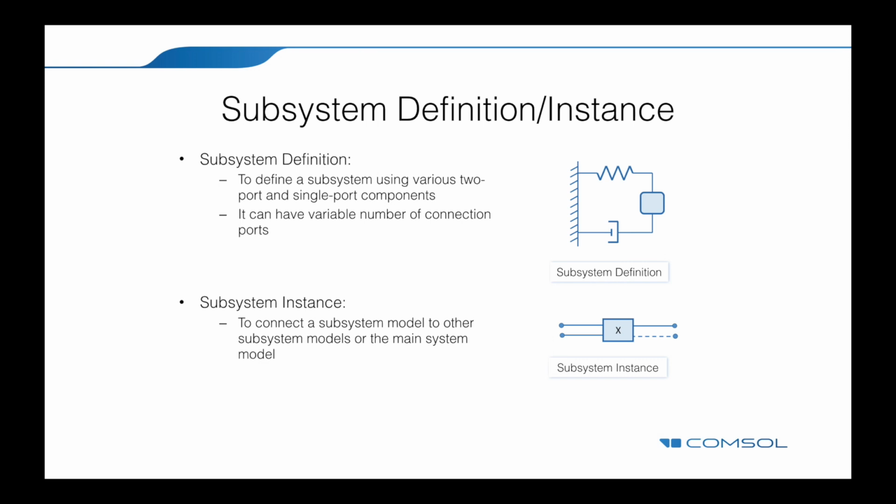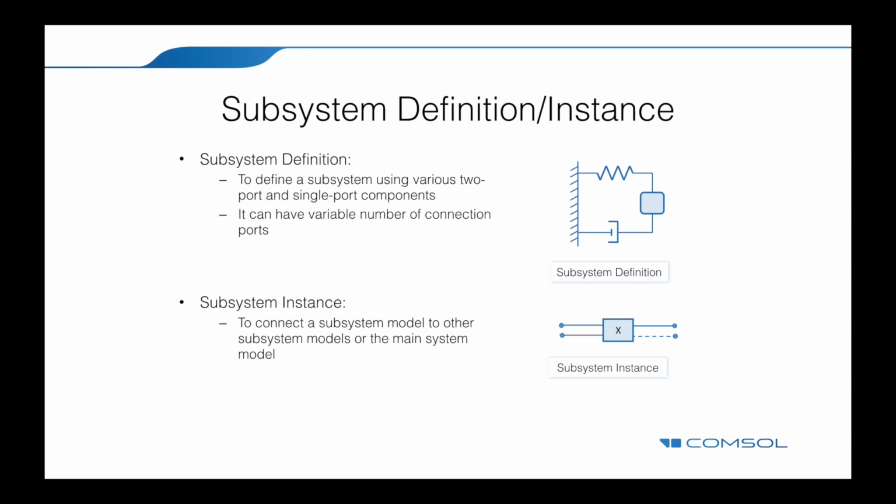And as you've seen in previous slides, you can create subsystem definitions, so you can create your own definition, your own subsystem, and you can reuse it later in a bigger model, so you don't need to replicate it several times. You need to create it only once, and then you can reuse it whenever it is necessary. And also you can create a so-called subsystem instance, and it can be used to connect the subsystem model to other subsystem models or to the main system model.